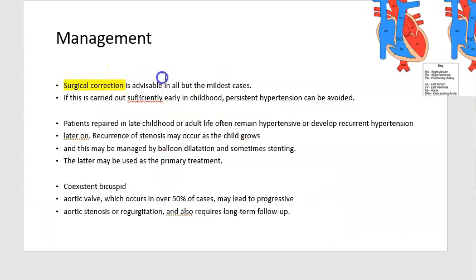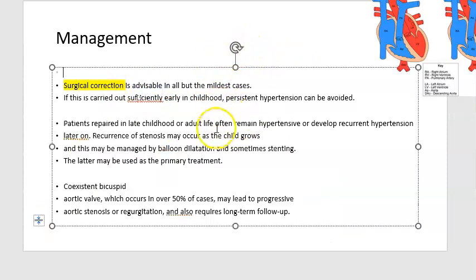So how will you manage this patient? See, there's a narrowing. You have to remove the narrowing. So what they're saying is you have to surgically treat it. And if this keeps on recurring, then you can do a balloon dilatation and stenting. Only if it is recurring, they're telling about balloon dilatation and stenting. I'm not sure if initially they can start off with balloon dilatation. Better to treat early. If it is done early, then you can avoid persistent hypertension.